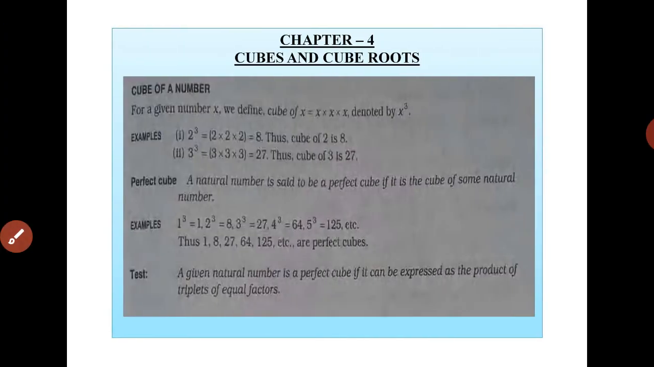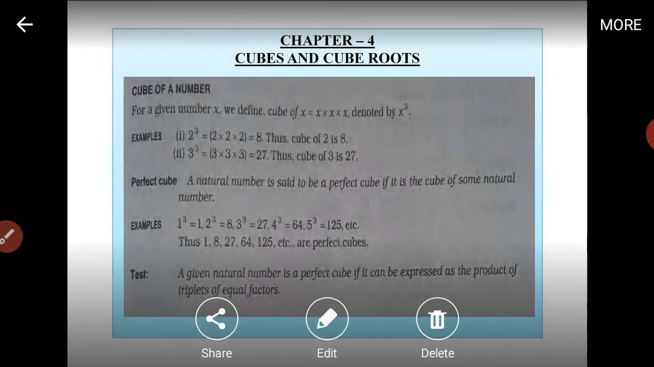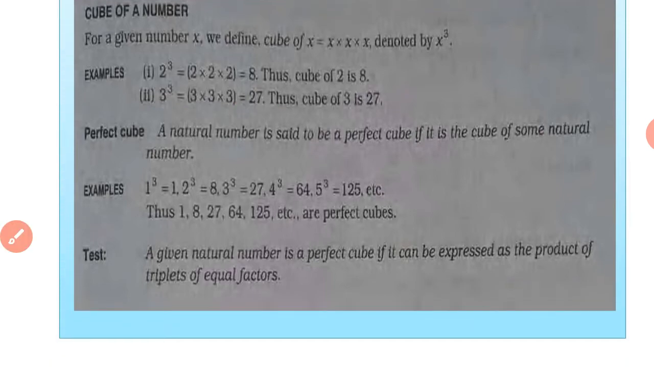Now after this, see the next chapter 4, that is cubes and cube roots. So here, cube and cube root. First of all, cube of a number. So what is the cube of a number? For a given number x, we define the cube of x as x into x into x, which is denoted by x cube. That means when a number is multiplied by itself 3 times, it is the cube of the number. For example, 2 cube will be 2 into 2 into 2, which is 8, or 3 cube will be 3 into 3 into 3, which is 27. So we can say that the cube of 3 is 27 and the cube of 2 is 8.